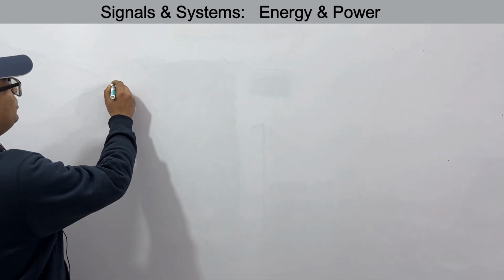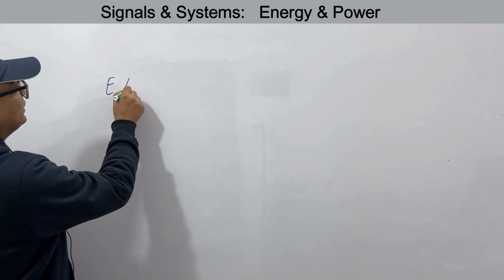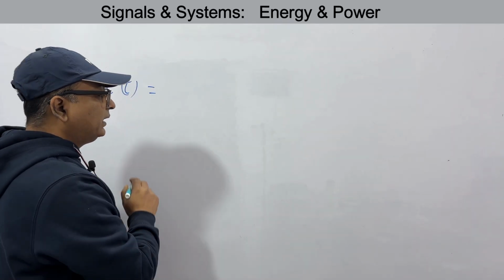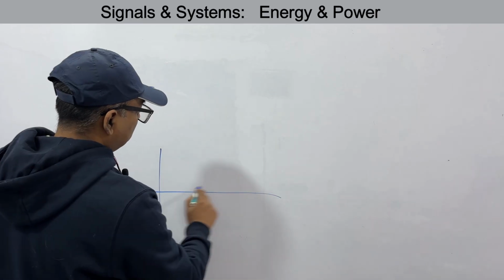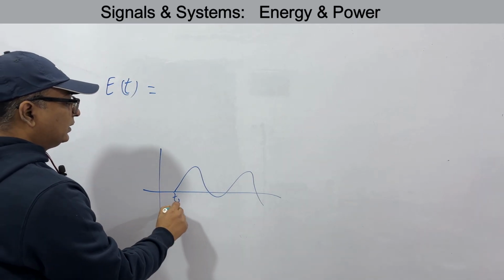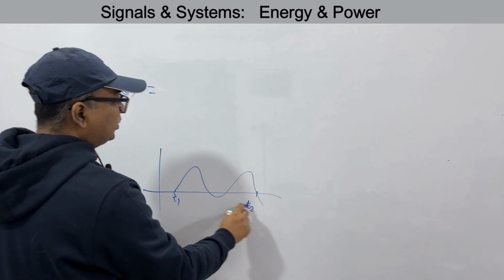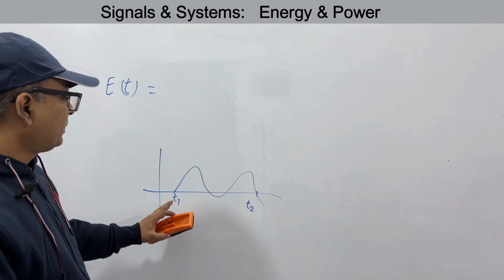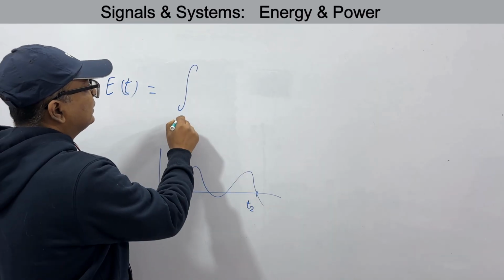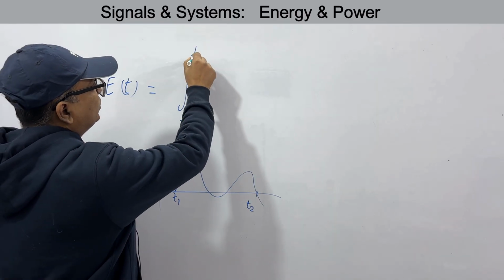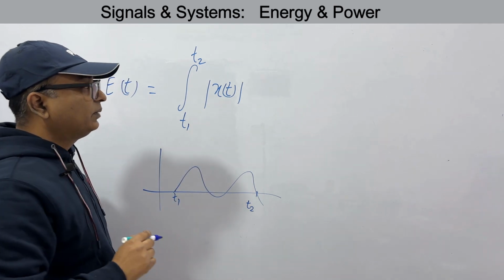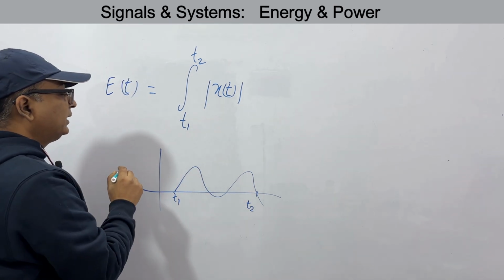Let's understand. Energy, let's write it like this. For a continuous time signal, let's say from T1 to T2, this is the signal we are transmitting. This is T1 and this is T2. We want to know what is the total energy in between T1 and T2. Then it is given as integration from T1 to T2 of mod of x(t). Why mod of x(t)? Because this x(t) can be complex also.